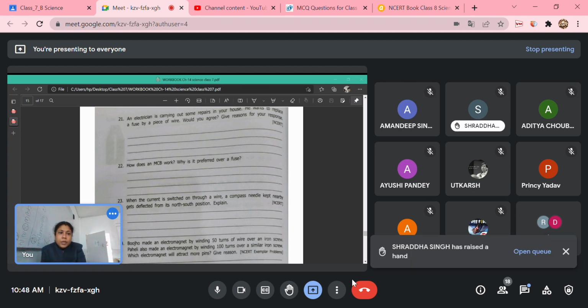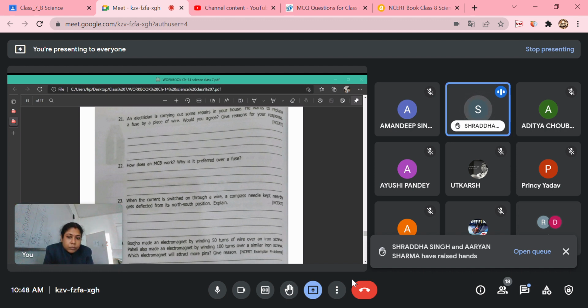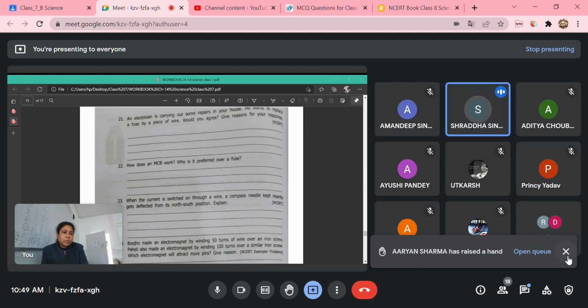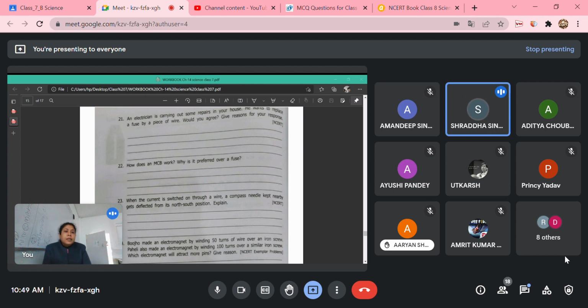So MCB. Yes, Shraddha. Ma'am, MCBs are switches which automatically turn off when current in a circuit exceeds the safe limit. And why is it preferred over a fuse? Ma'am, because if a fuse is there, the circuit will not automatically go off. Every time the fuse wire will melt, and we have to replace it with the specific type of wire, which may cause fire. We may get a short circuit, and while handling we may get a shock also. So an MCB is much more user friendly.